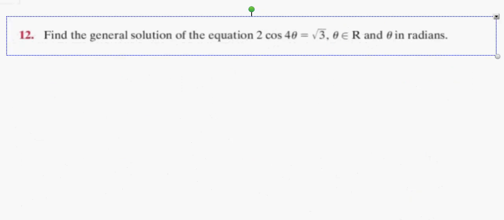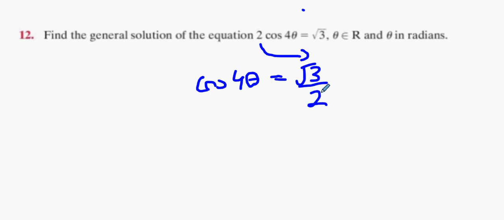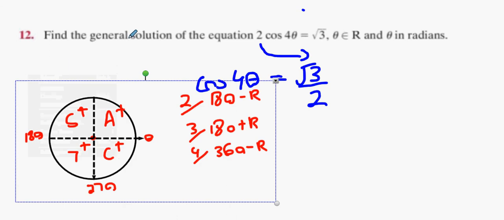Alright. This one here is quite easy. Just bring down the 2 and what happens? You get 4 cos 4 theta equals root 3 over 2. Alright, do the same procedure again lads. Off you go. And use your rules.